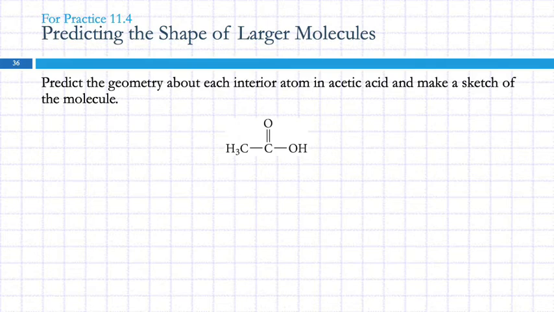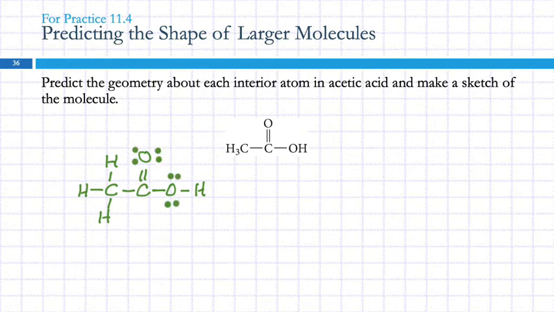So here, predict the geometry around each interior atom in acetic acid and make a sketch of the molecule. So they've kind of given us a structure here, but this is not a full-on Lewis structure, right? We need to know where all the lone pairs are. So we need to flesh this out a little bit. And there's going to be lone pairs on the oxygens. H3C, so this is telling us that these 3 hydrogens are all on the carbon.